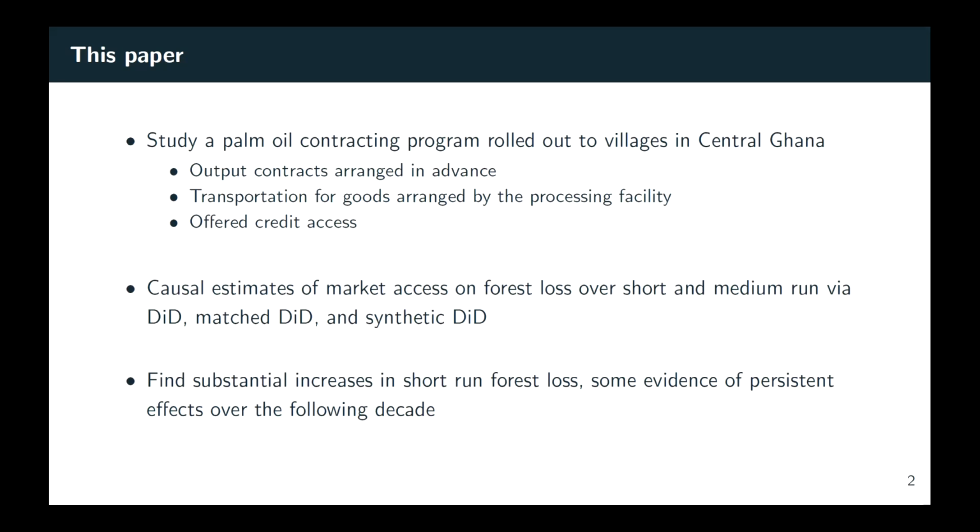So we develop some strategies to get at causal estimates of these particular aspects of market access on forest change over the short and medium runs. We have three workhorse econometric models: a standard two-way fixed effects difference in difference model, a matched difference in difference model, and we also use the recently developed synthetic difference in difference approach. Our findings are very robust across all of our different specifications. We find strong evidence that forest loss increases immediately after the program is introduced, a relatively strong transitory effect, but then some evidence of long to medium run effects over the ensuing decade.